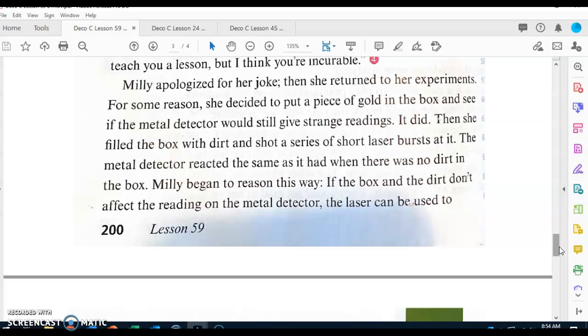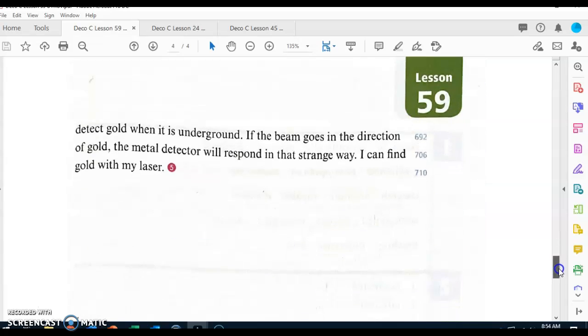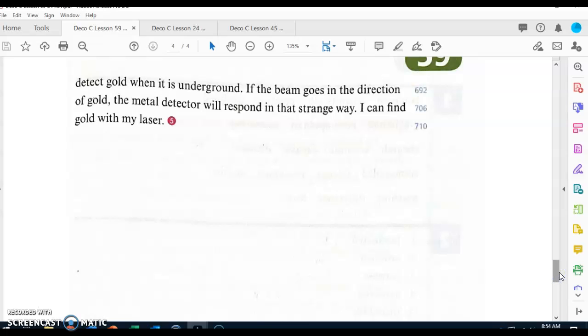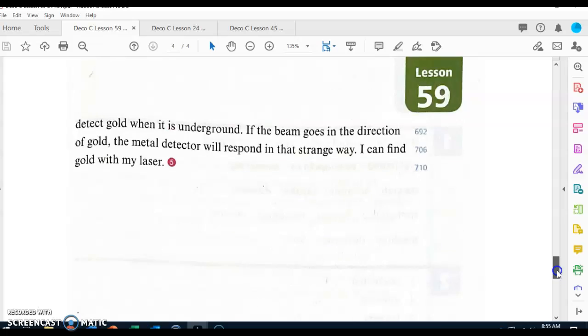Millie began to reason this way. If the box and the dirt don't affect the reading on the metal detector, the laser can be used to detect gold when it is underground. If the beam goes in the direction of gold, the metal detector will respond in the strange way. I can find gold with my laser.